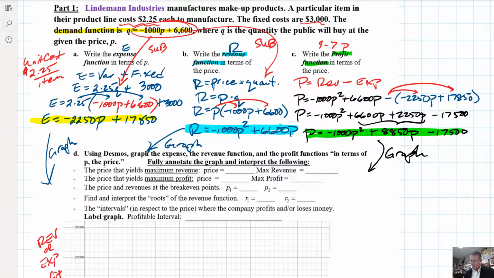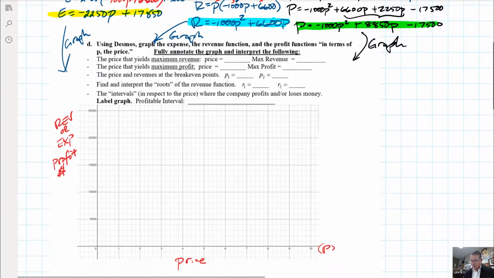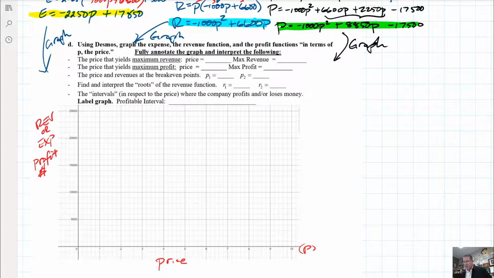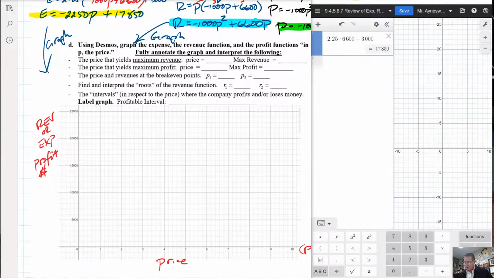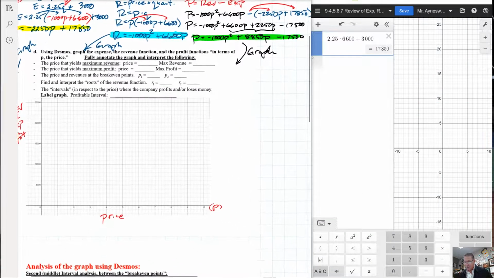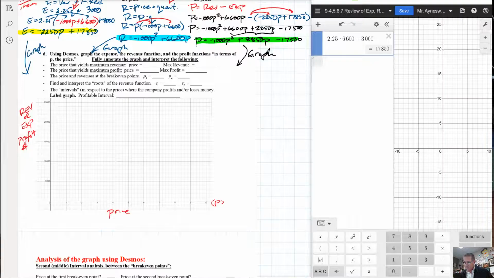And we want to graph all these three functions on the same axis. We're going to use decimals to do that, and then interpret and answer all these questions right here. So the first thing we need to do is get this side by side with decimals. So here we go. I'm going to start entering the functions in, and I'm going to do a variable switch. So instead of E, R, and P, it's going to be Y. And then instead of price, I'm going to have X, because the price is on the horizontal axis, which is typically the X-axis. So either X or P would work.